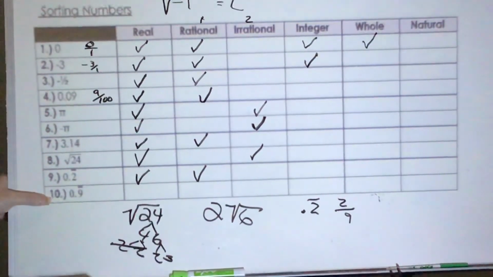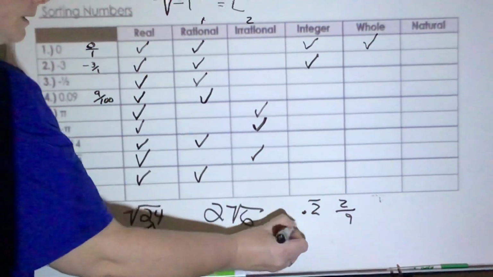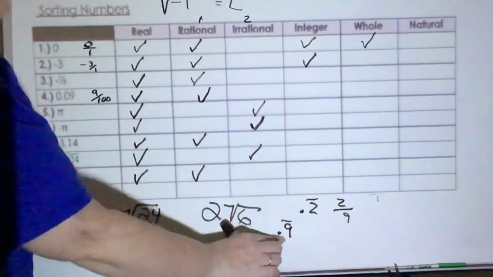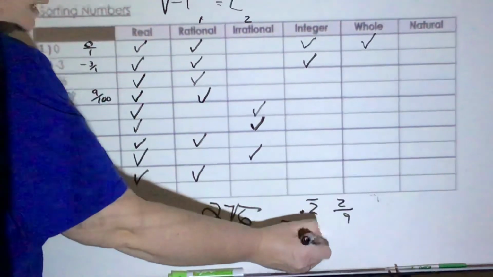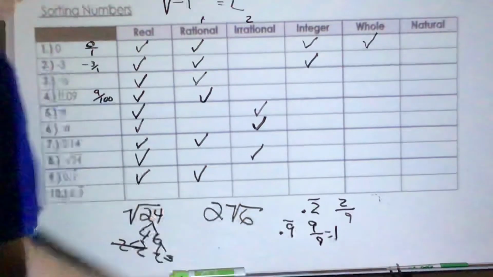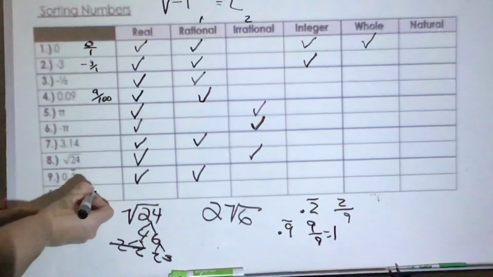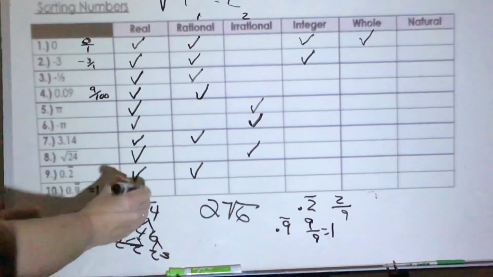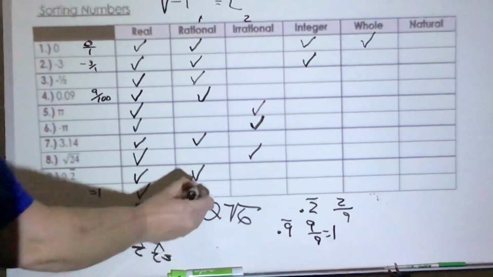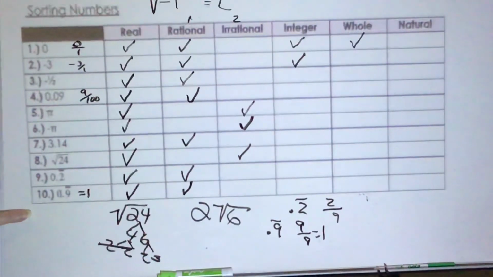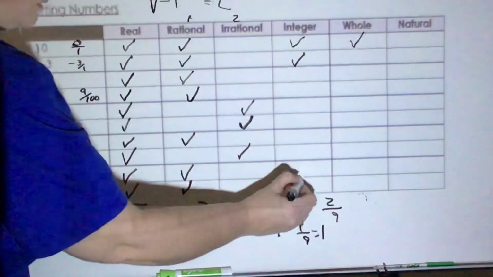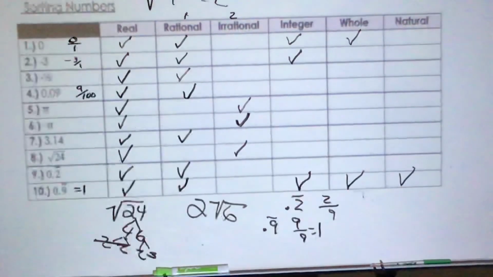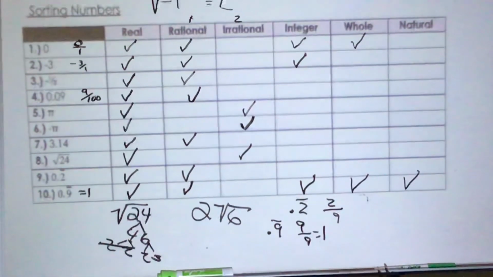And for 10, 10 is 0.9 repeated. And if you watched our TikTok or you remembered last week's lesson, 0.9 repeated is 9/9, which is the whole number 1. So this is a trick question. This is actually asking us to classify number 1. It is real. It is rational because we can write it as a fraction. It is an integer. It is a whole number, and it is a counting number or a natural number.